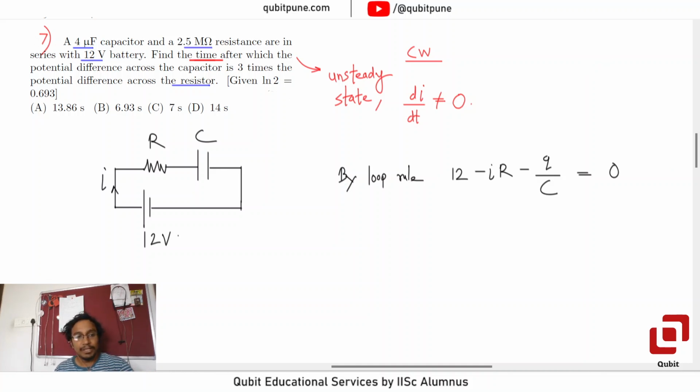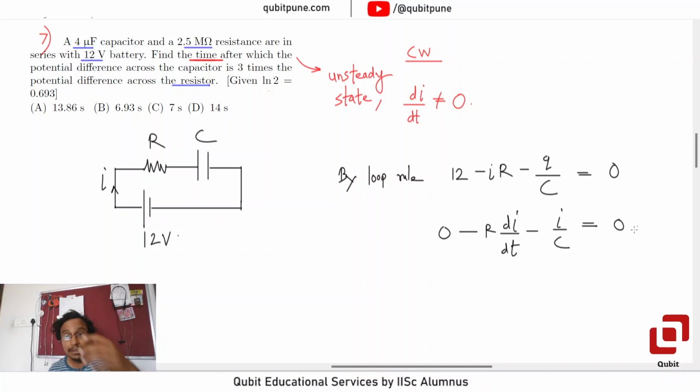Now we want di by dt because we want time dependence, at any given time. So we will differentiate this with respect to time. So 0 minus R di by dt minus I by C equal to 0. Have you understood this? Yes, sir.